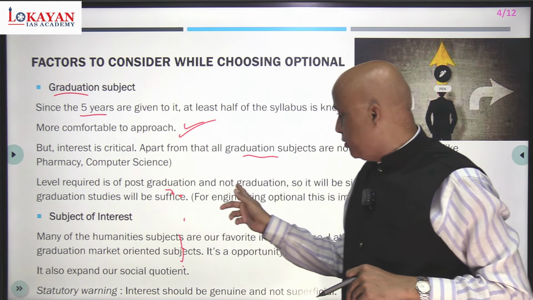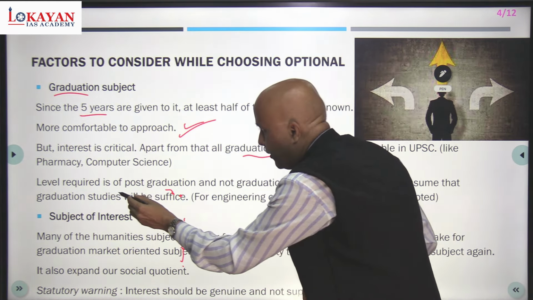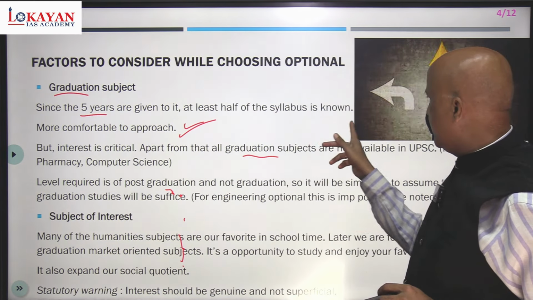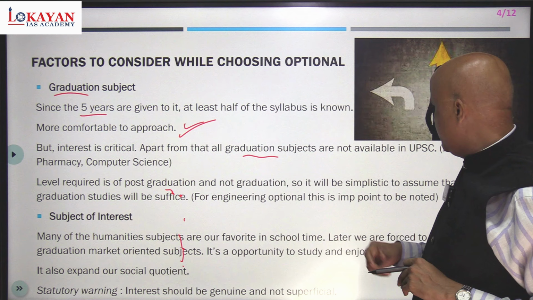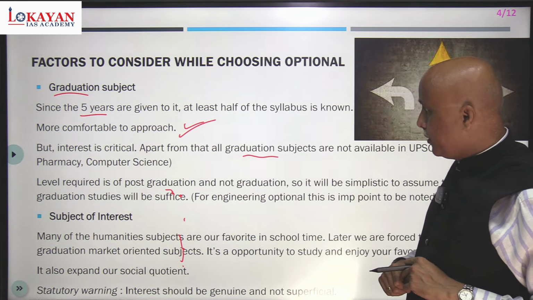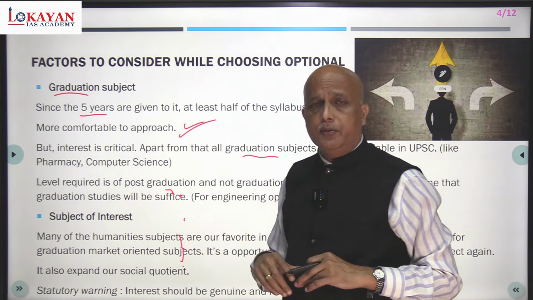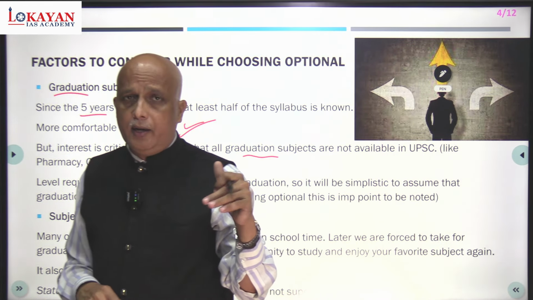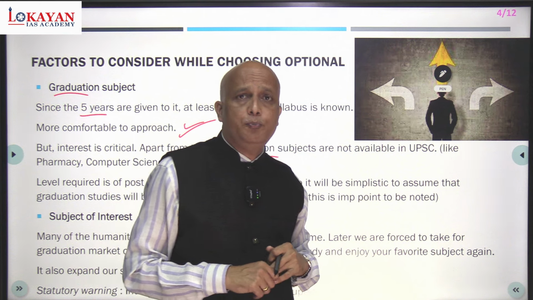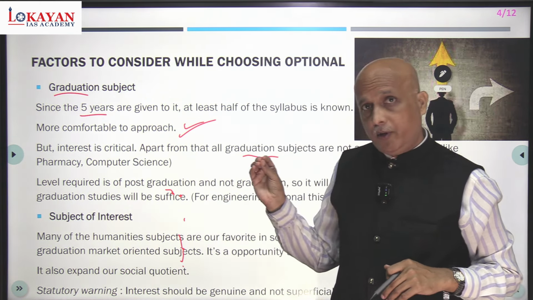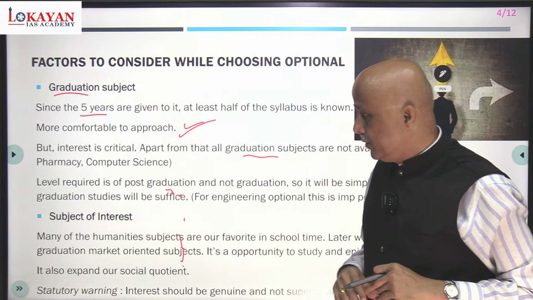The level required is post-graduation and not graduation. So you see to it which exact level you are at. It's very simplistic to assume that graduate studies will suffice. Say, for example, engineering subjects: the syllabus and the actual questions asked are of a post-graduation level and not exactly of a graduation level. So one has to be careful about such subjects.